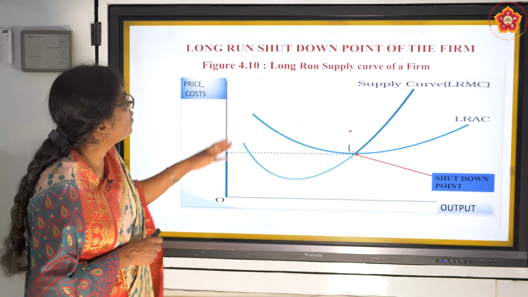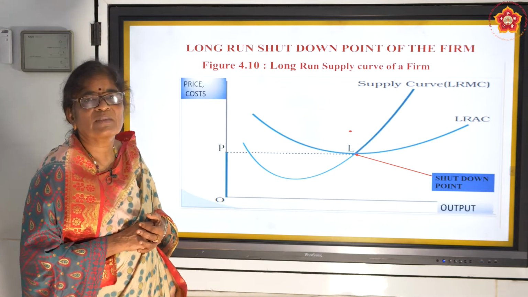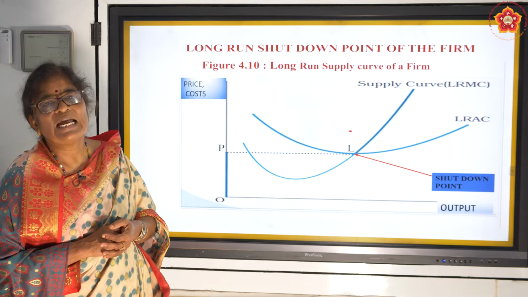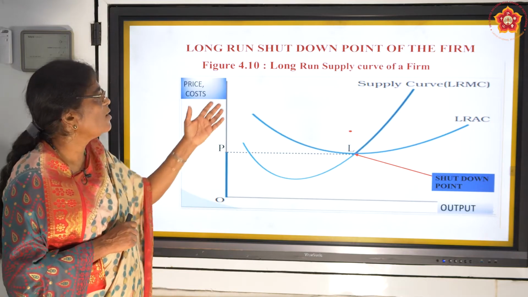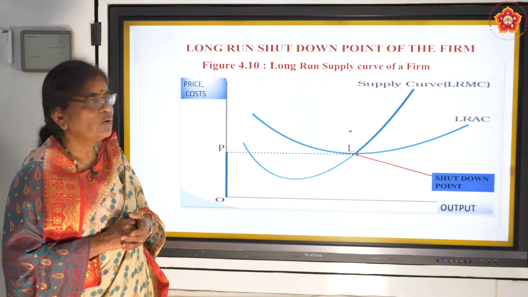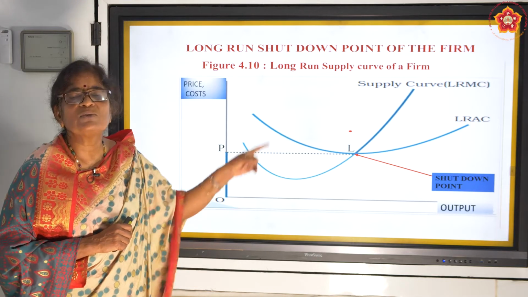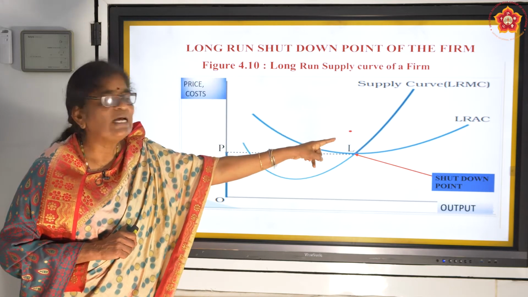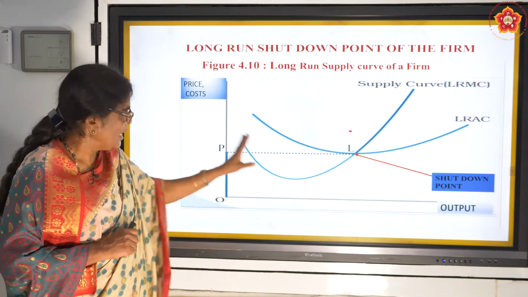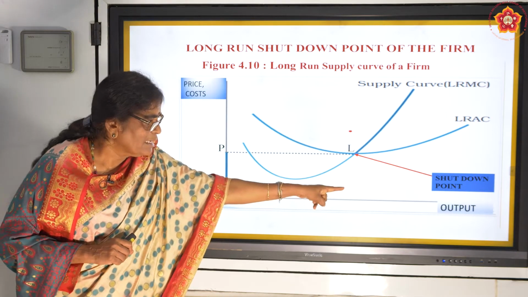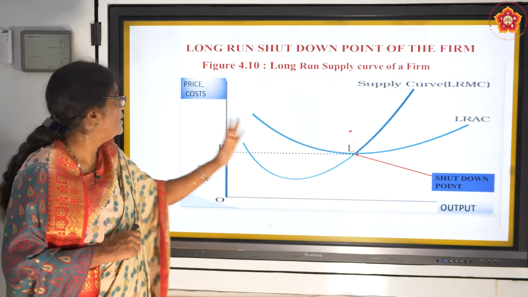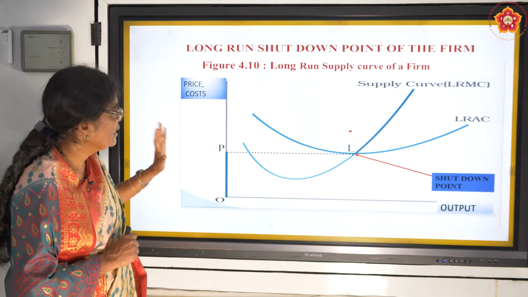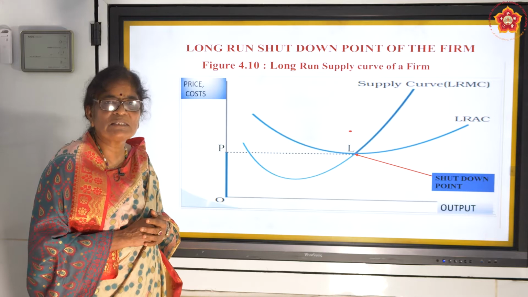The next one: long run shutdown point of the firm. In the last session we studied both the long run supply curve and the short run supply curve of a firm. For the long run supply curve of a firm, only two cost curves are there; there is no difference between variable and fixed cost. You will have the long run marginal cost curve and only the long run average cost curve. Also notice that output is measured along the x-axis, and price and costs are measured along the y-axis. And here also, what is the definition of the long run supply curve of a firm?